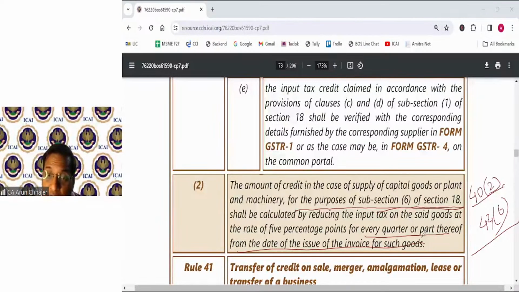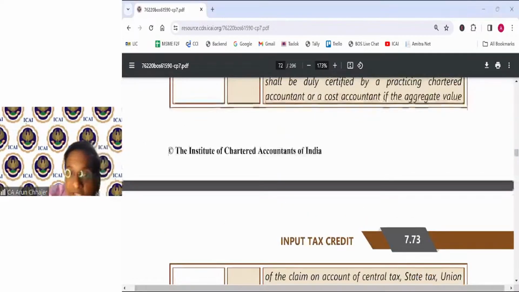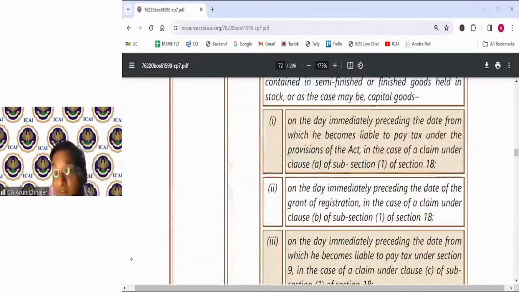Which should we prefer? It says it is calculated by reducing 5 percentage points per quarter or part thereof. So you may use this 5% per quarter, but you have to give a note of your assumption. You also have to give the reference of Rule 44 sub-rule 6, because on 18.6, the two provisions are applicable.